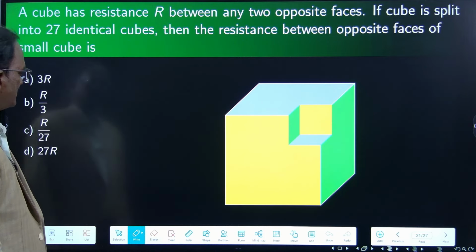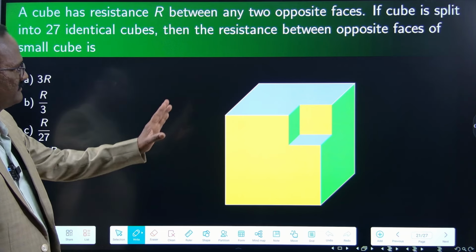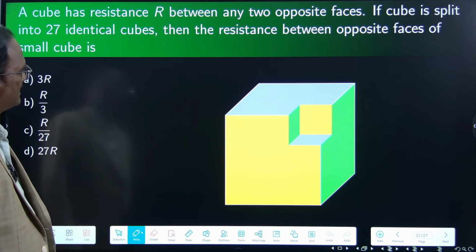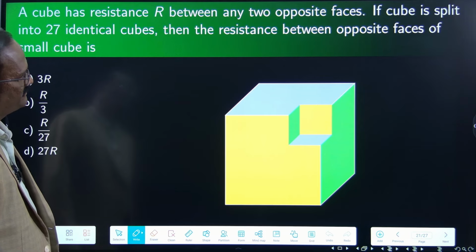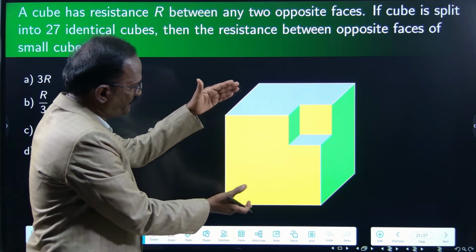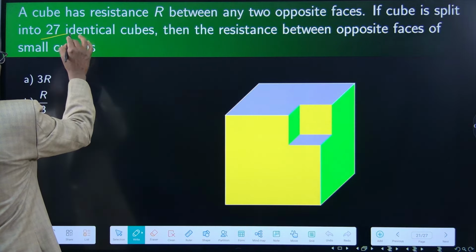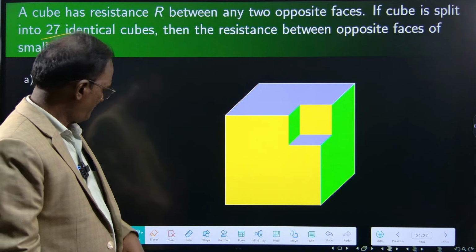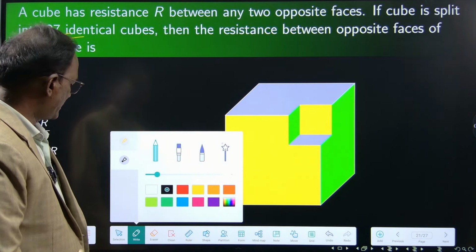A cube has resistance R between any two opposite faces. If the cube is split into 27 identical cubes, what is the resistance between opposite faces of one small cube?